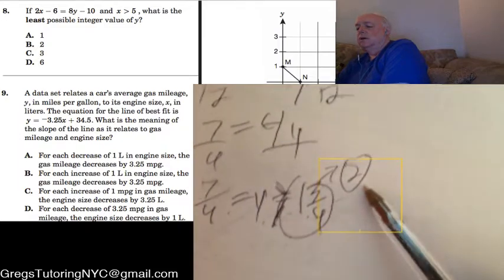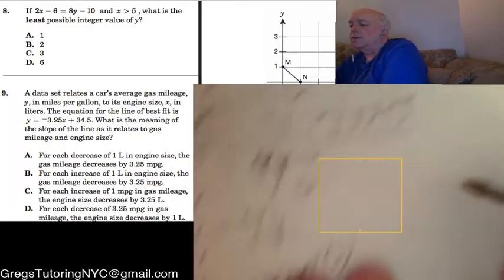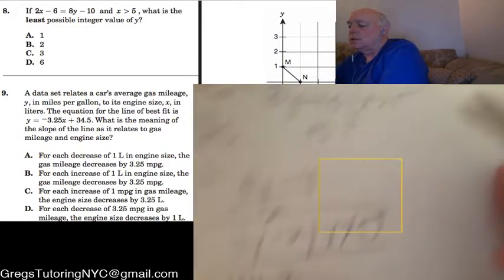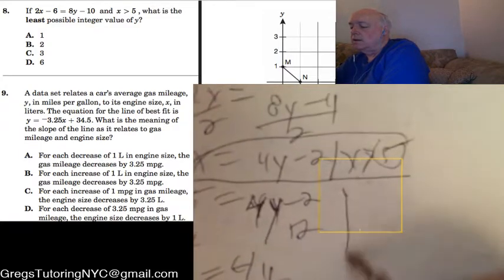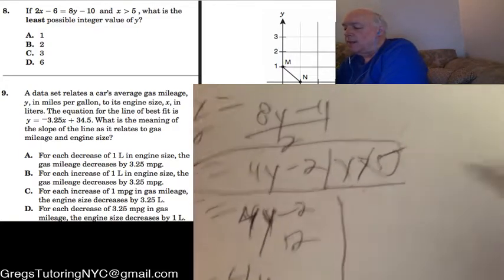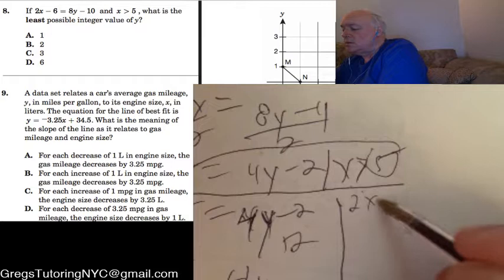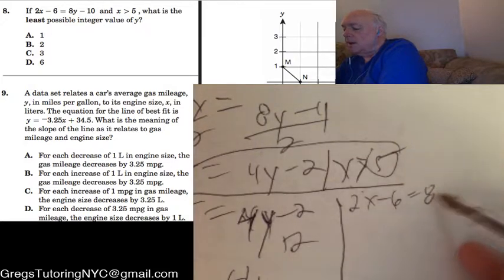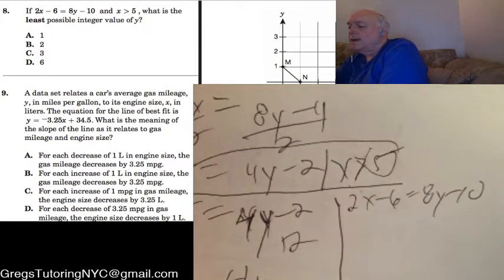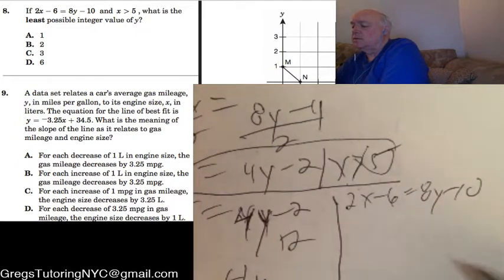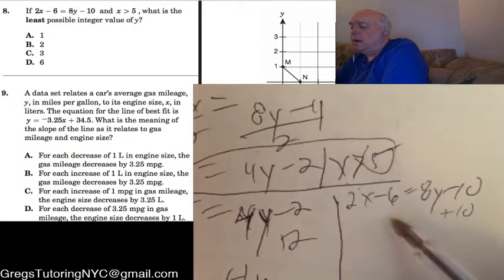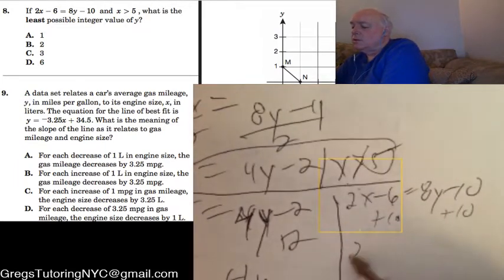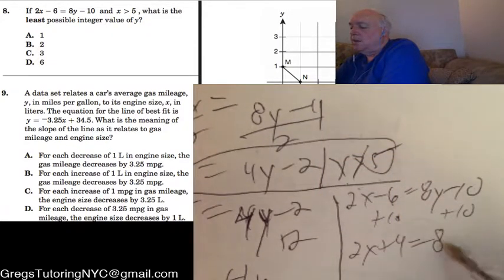That's 2. So how about we confirm the answer? Let me see if I can squish it on this side. Let me start over here. So I'm going to rewrite the problem that we have, 2x minus 6 equals 8y minus 10. And now I'm going to solve for y instead of x. So we're going to add 10 to both sides. So we get 2x plus 4 equals 8y.